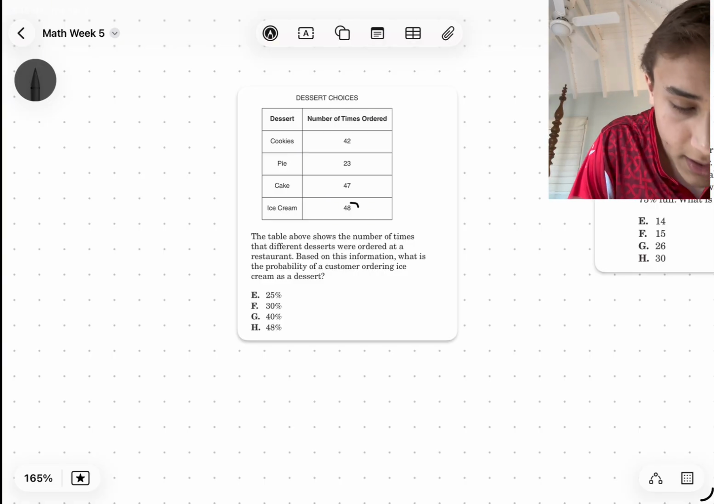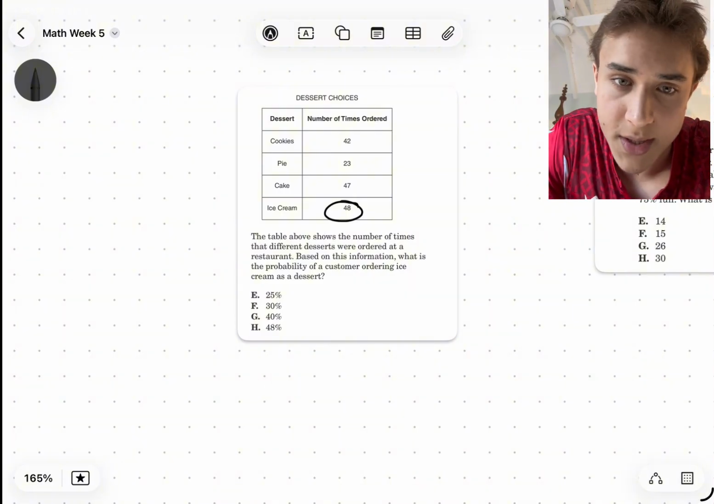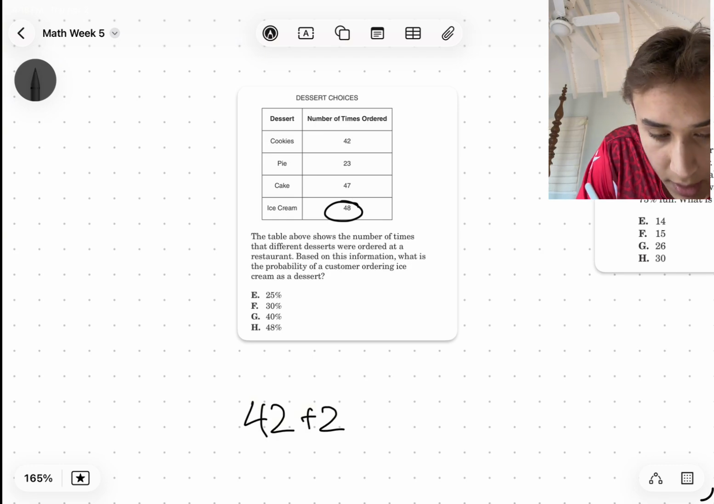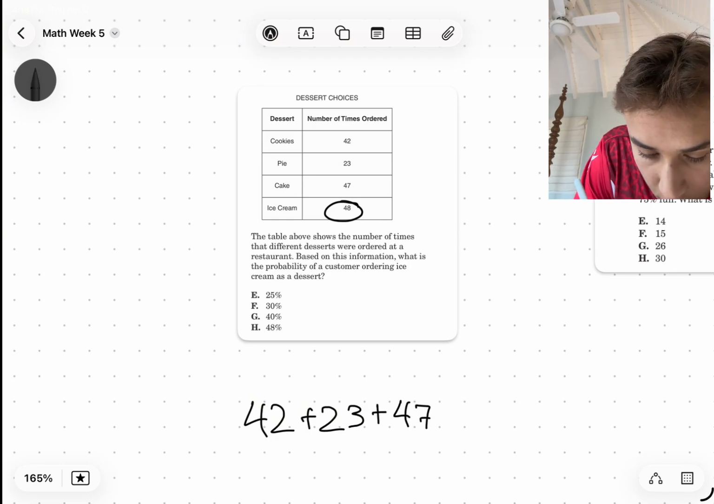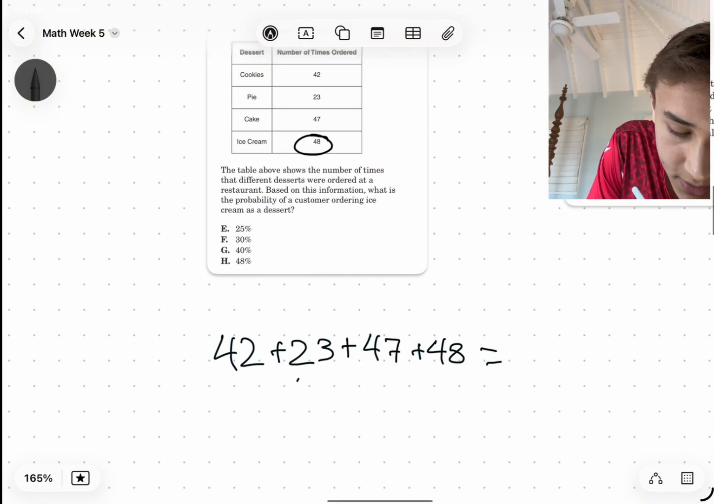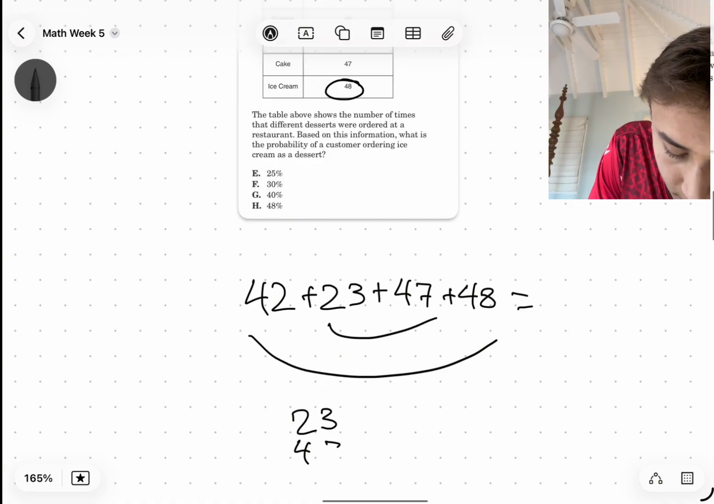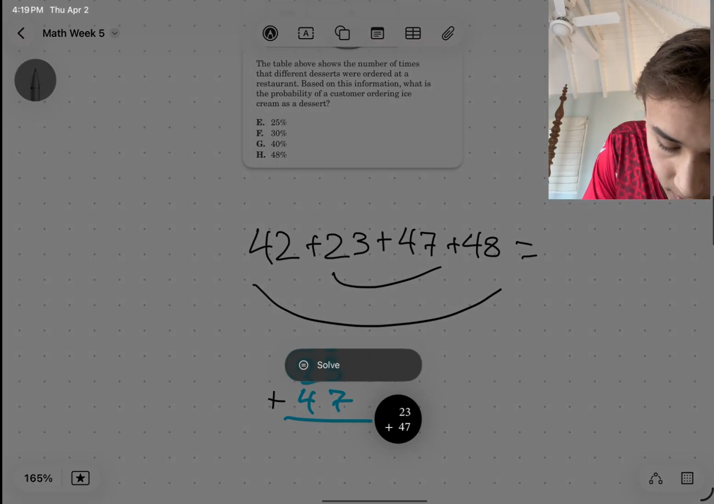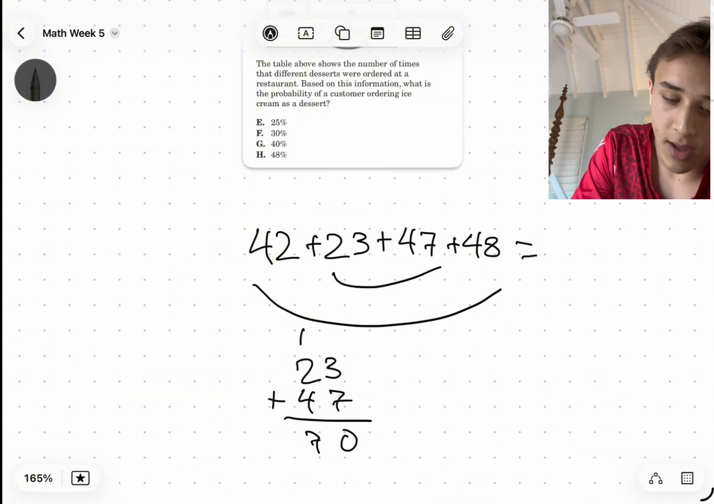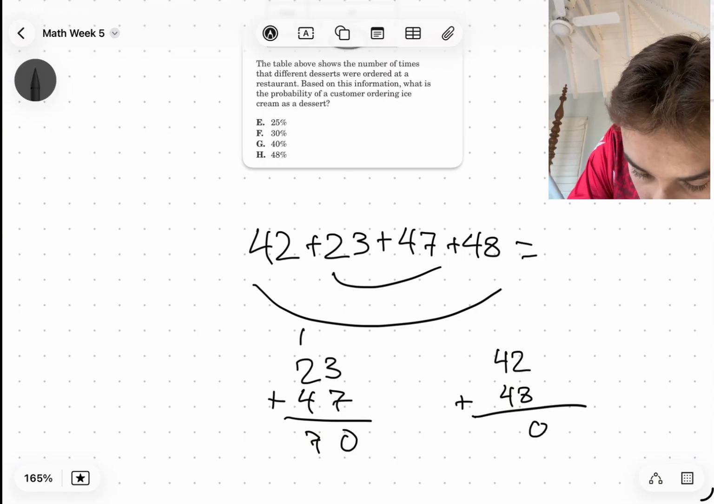So we see 48 customers that order ice cream, and then we see a bunch of customers that order a bunch of different desserts. So the 42 plus 23 plus 47 plus 48. Well, we first have to solve what that is. So I see that 3 and 7 can go together, and 2 and 8 can go together. So 23 plus 47 is, carry the 1, and that becomes 70. And then 42 plus 48 becomes 90.